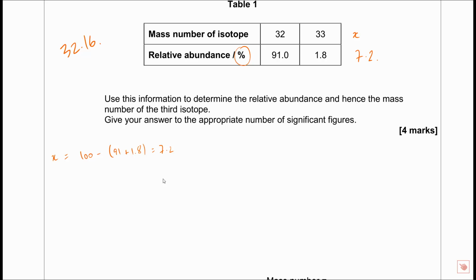Okay, what would we normally do? Well, normally to work out the relative atomic mass, we would do the mass number times its abundance, add that to the next one, multiplied, add that to the next one, and that would give us our relative atomic mass. So we're going to do the same thing again, and that would be over the total abundance, which in this case is 100. So we're going to do 32 times 91, add that to 33 times 1.8, and add that to X times 7.2.